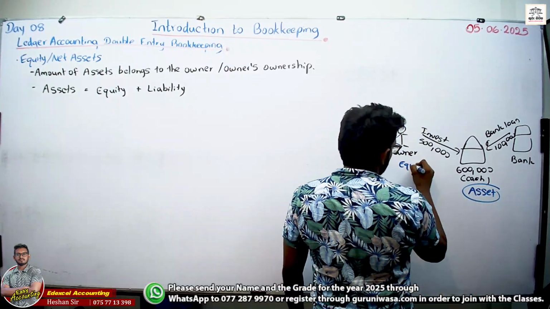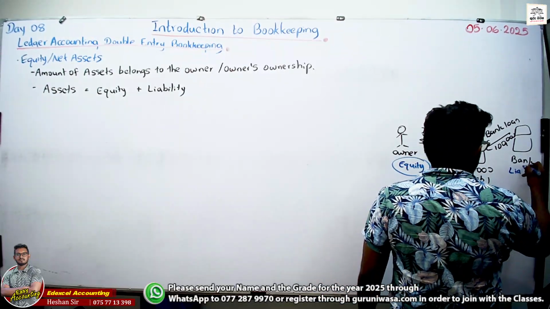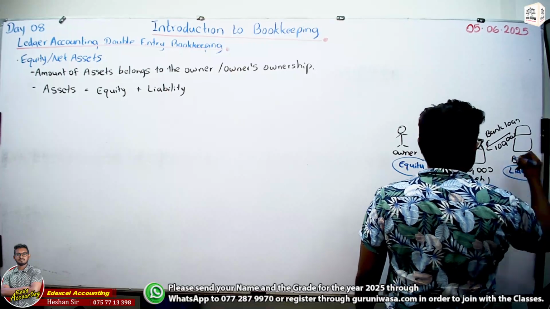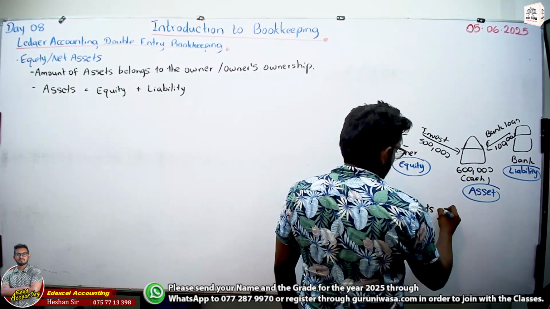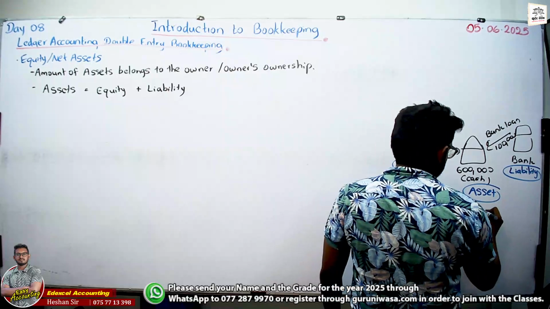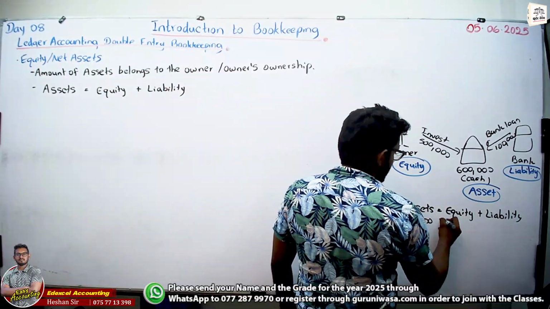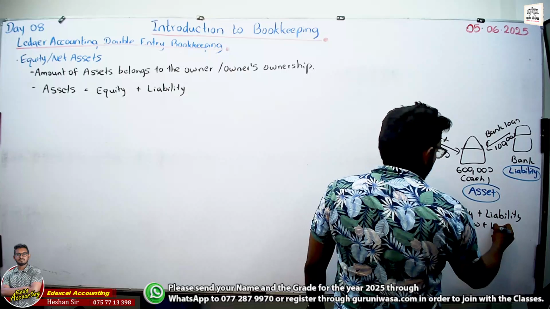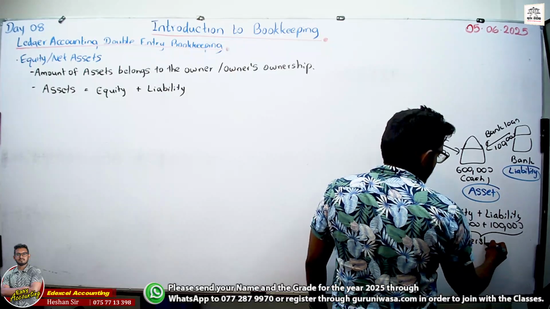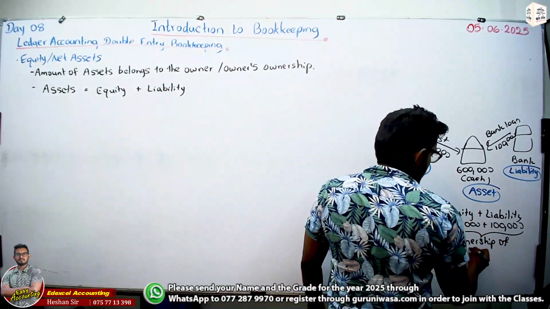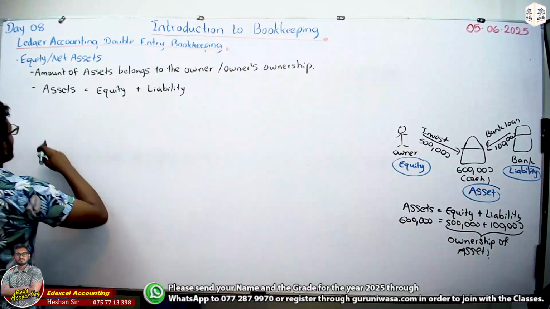To represent the owner's ownership, there's a separate accounting element called equity, right? Since we obtained this as a loan, there is a liability. Total assets 600,000 equal equity plus liability. Out of that, the owner invested 500,000 and we obtained a bank loan of 100,000. This is assets and this is ownership of assets. Ownership belongs to the owner, or if we obtain a loan, to that person as well. Now, how to calculate the equity?